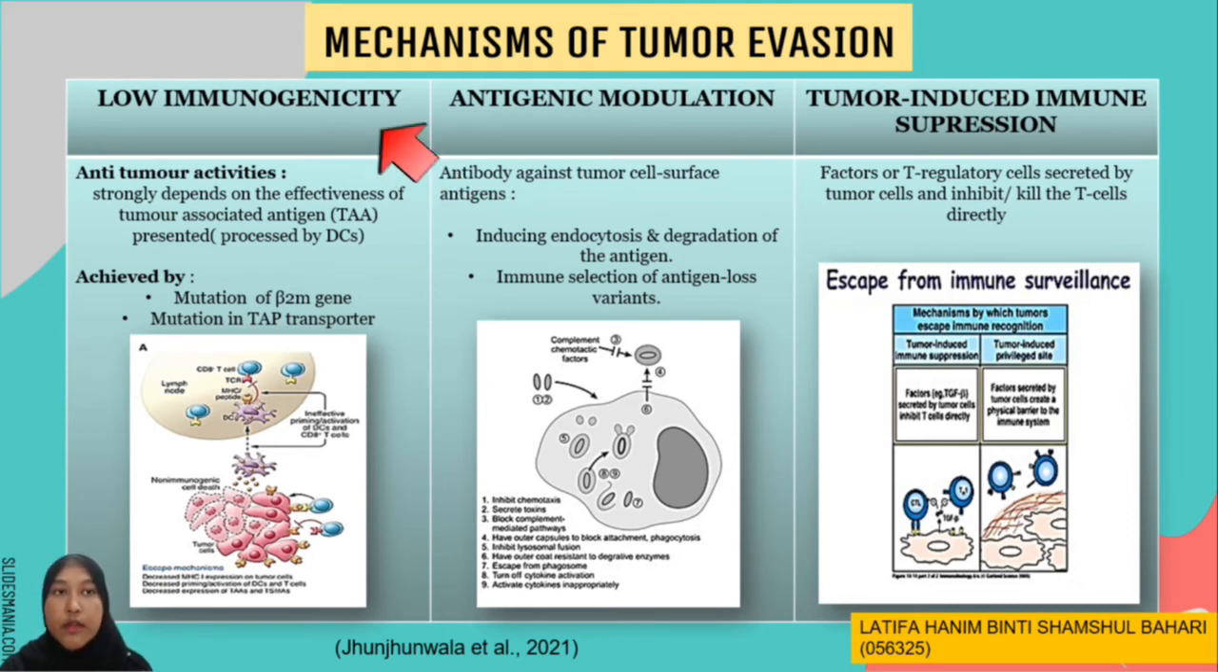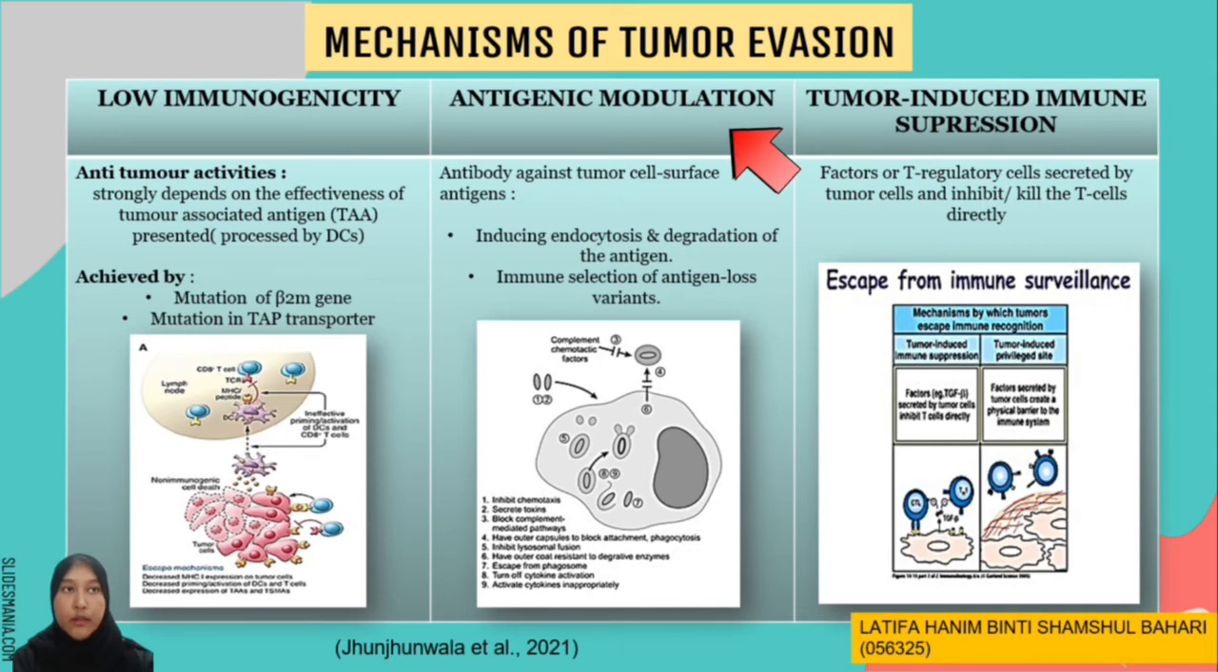TAAs are presented and processed by dendritic cells to induce the effector T cell activation. Downregulation of MHC1 limits the effectiveness of anti-tumor activities. It is achieved by mutation of the beta-2M gene, a component of the MHC1 molecule, which can cause a complete absence of MHC1 expression, and it is also achieved by mutation in the TAP transporter or components in the immunoproteasome such as latent membrane protein LMP2 and LMP7.